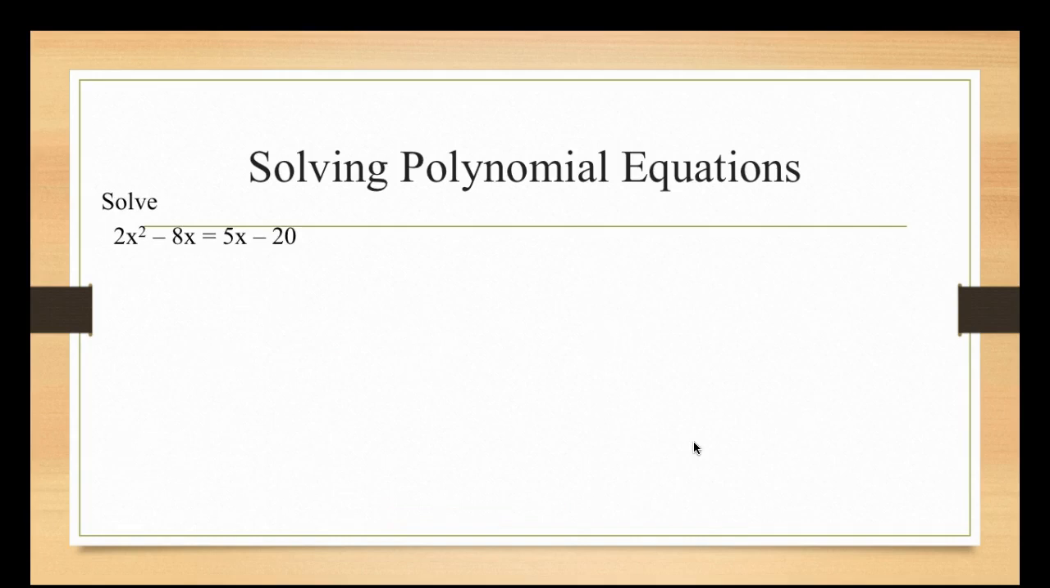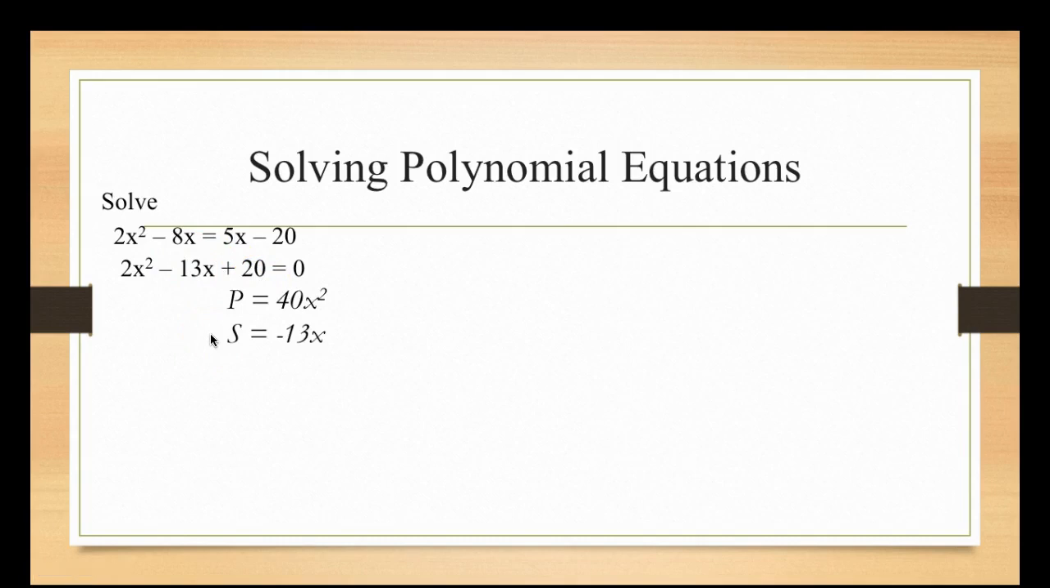In this situation, the first thing we want to do is set this equation equal to 0. Then we want to go through and do the product sum like we've done before. So I set this equal to 0 by subtracting 5x from both sides and adding 20 to both sides, which now gave me 0 on this side and gave me this quadratic on the left-hand side.